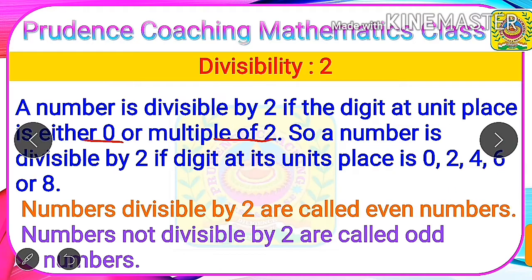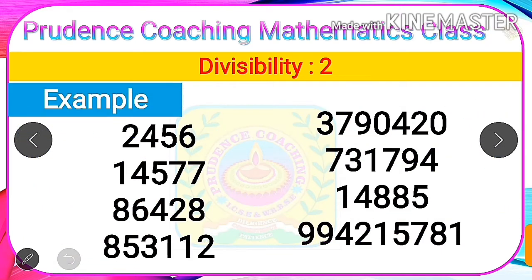So students, we know the digits which are divisible by 2 are 2, 4, 6 and 8. And if we have 0 in the unit place, that means the number is divisible by 2. Simply we can say if the number is an even number, it is divisible by 2, and if the number is an odd number, it is not divisible by 2. So let us see some examples.